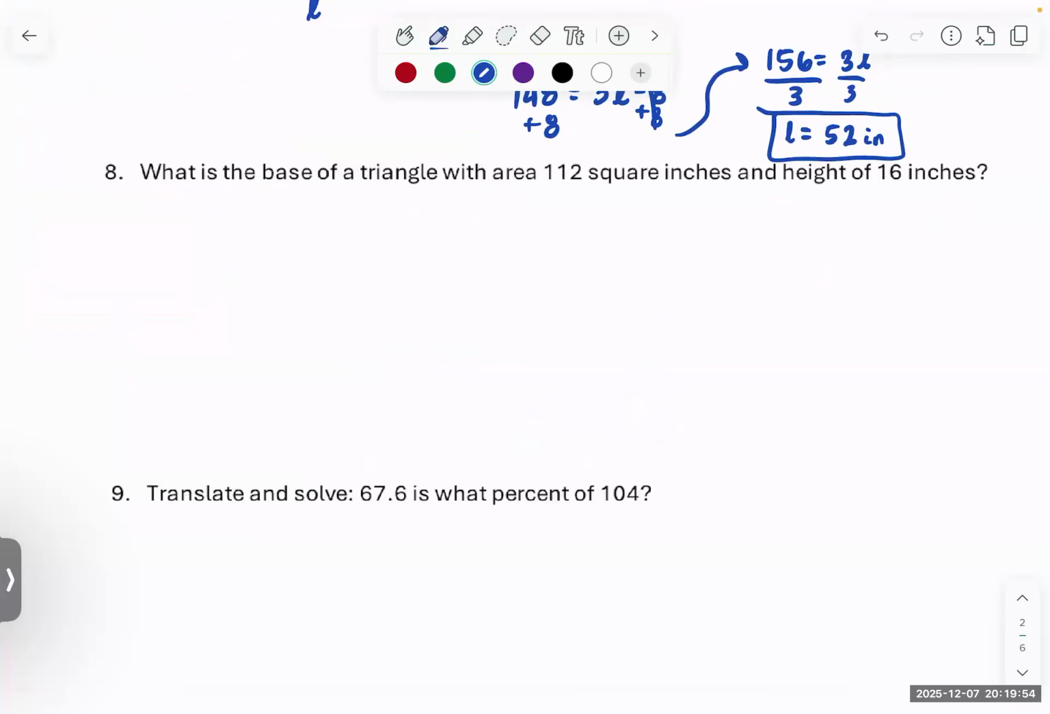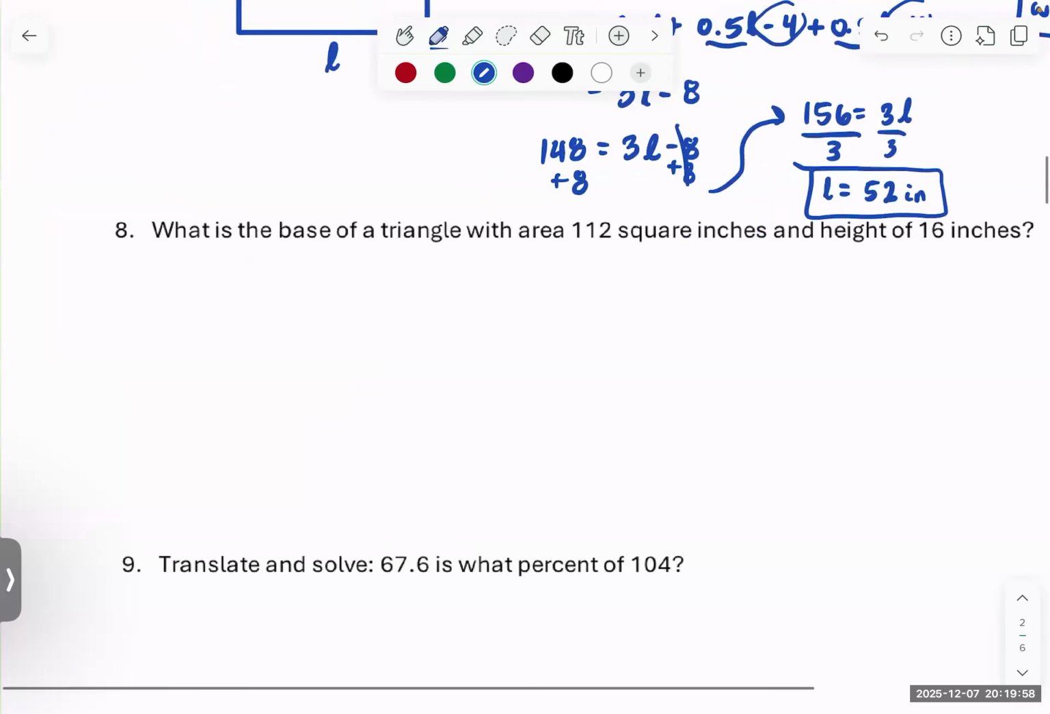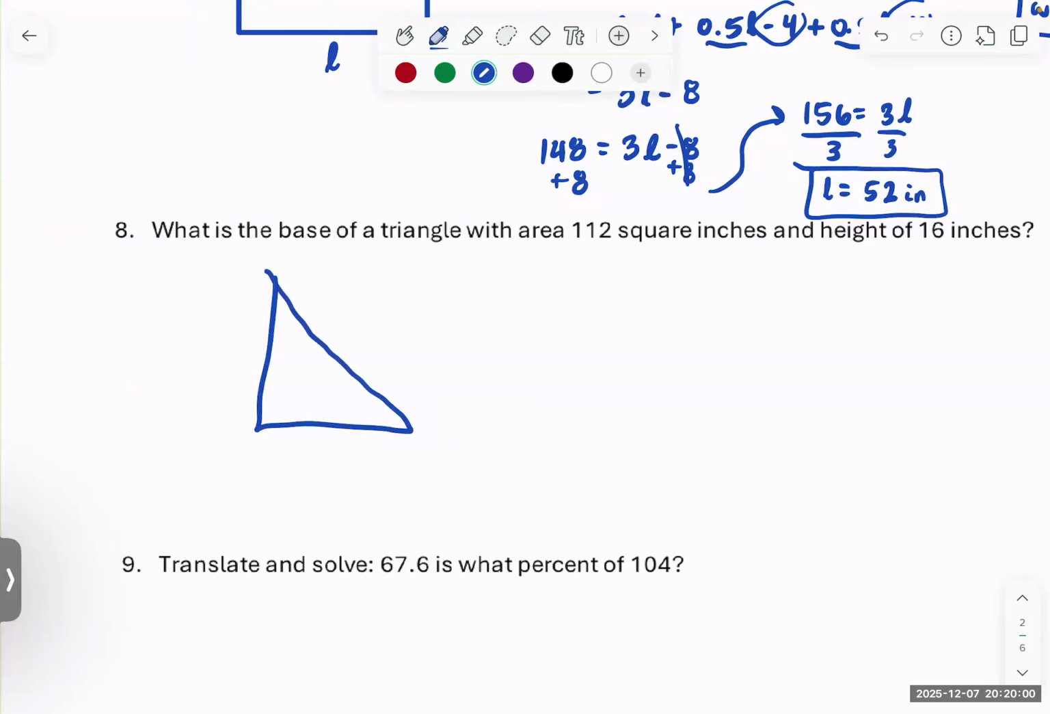What is the base of a triangle with area? Okay, so enough reading. We have a triangle. That's all we care about so far. So we're looking for the base of the triangle.